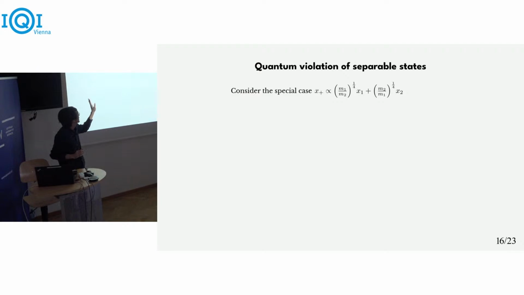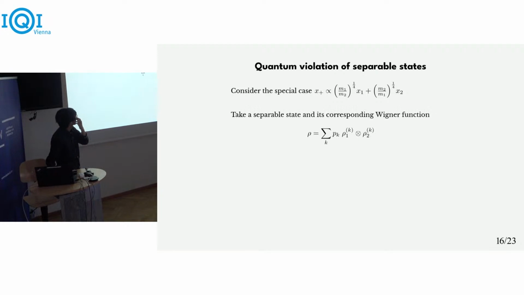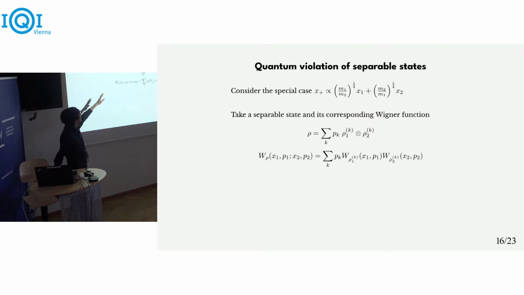But let's say we have this case, right, where the normal mode can be given exactly as x1 plus x2 with the weights proportional to the square root of their masses. So we take a separable state and its corresponding Wigner function. So let's say a state is of this form. The Wigner function has to be a convex sum of the product of the two Wigner functions.